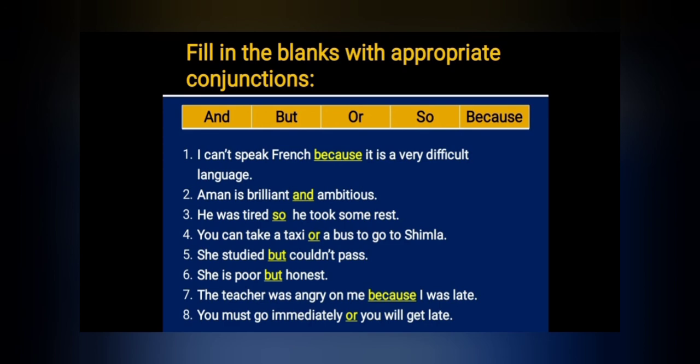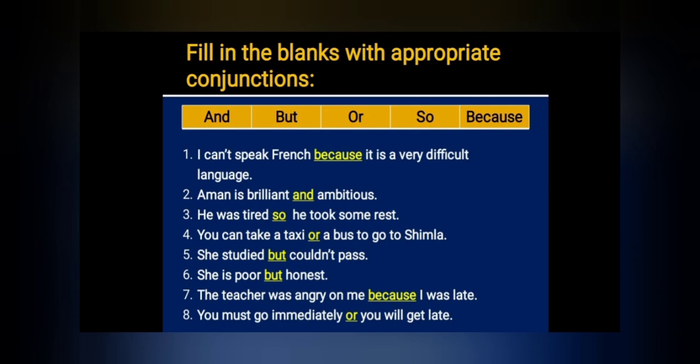Now the next blank was, you can take a taxi blank a bus to go to Shimla. And we have filled this blank with the conjunction or. You can take a taxi or a bus to go to Shimla. I'm giving you an alternative, a choice. You can go to Shimla by a taxi or a bus.